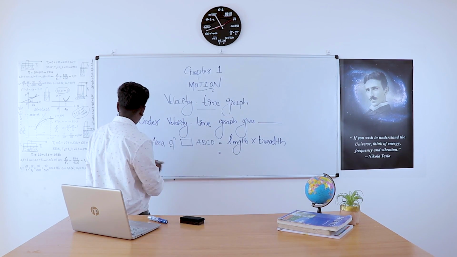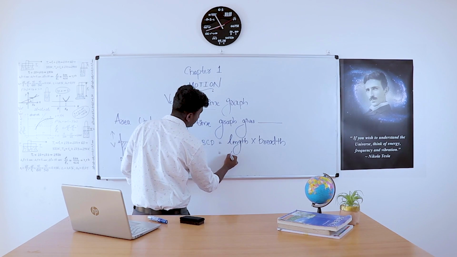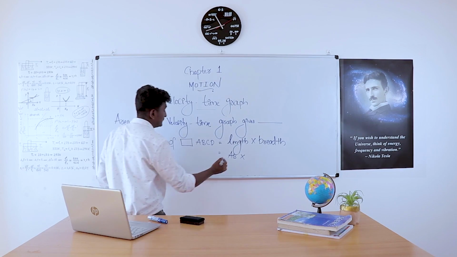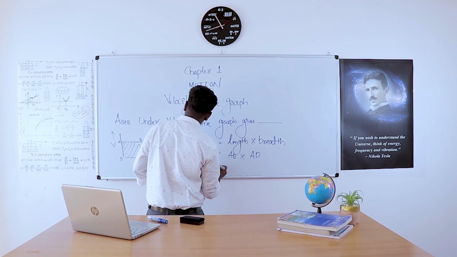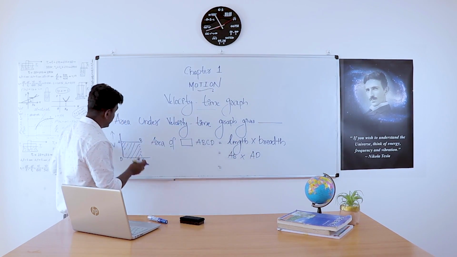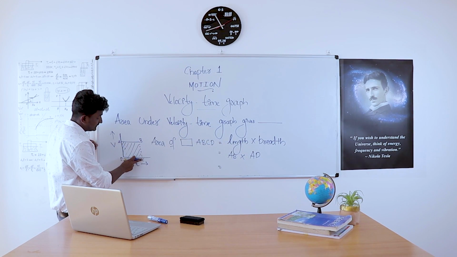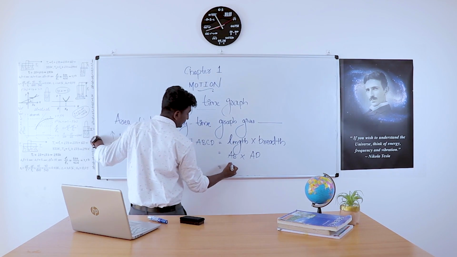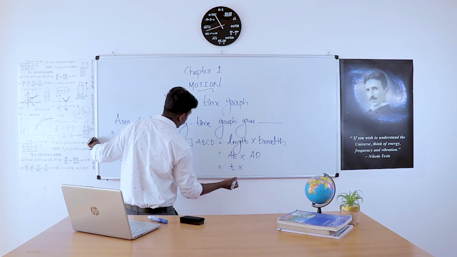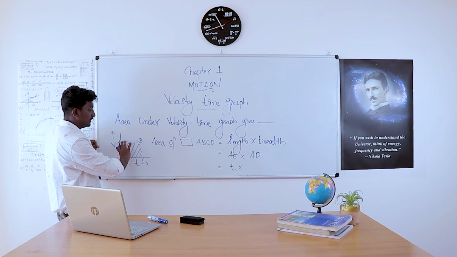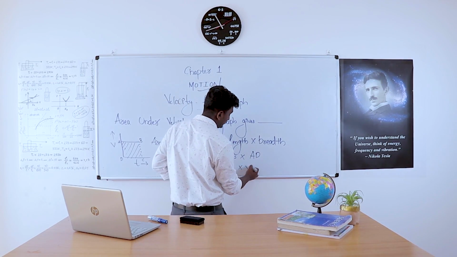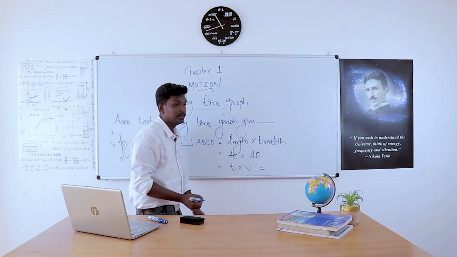That is equal to, here the length is AB or CD and the breadth is AD or BC. Look, this is AB, that is this length. The C to D length is in the x-axis, and AB represents time, into AD. This is in y-axis, and AD represents the value of velocity. We get time into velocity.